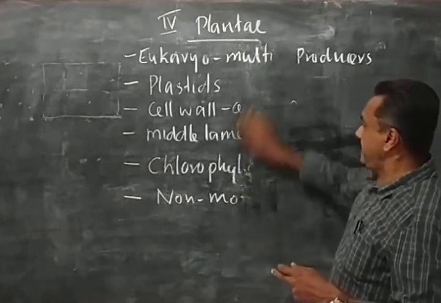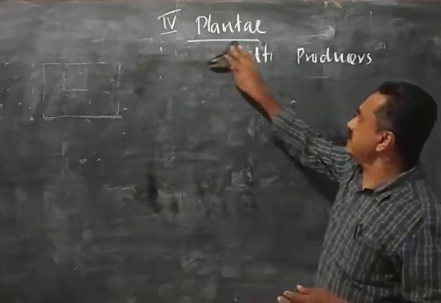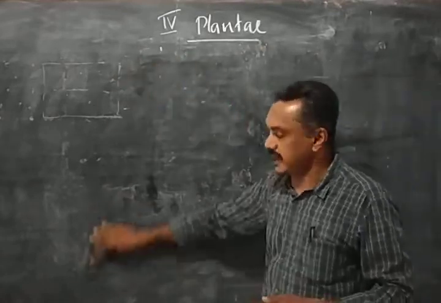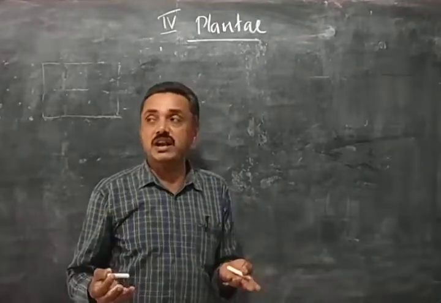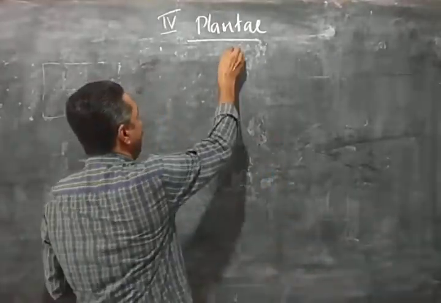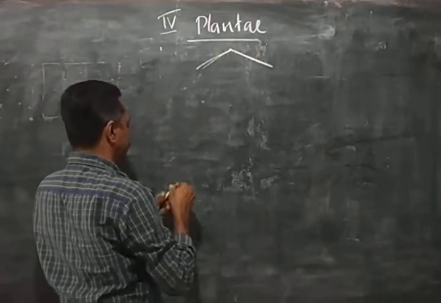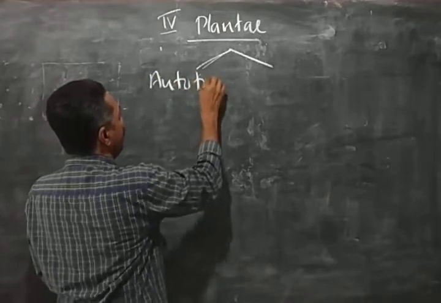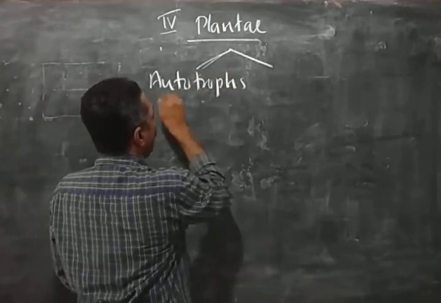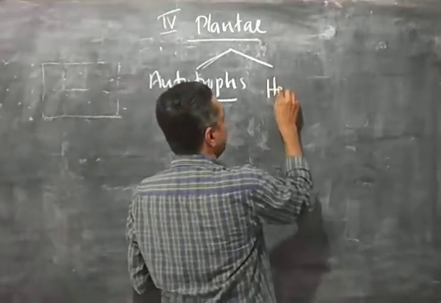Regarding their nutrition, we study that all plants are autotrophic, but there are exceptions. All plants are not autotrophs. So how do plants obtain food material? Regarding nutrition, plants are of two types. Most of the plants are autotrophs, but some plants are heterotrophs.